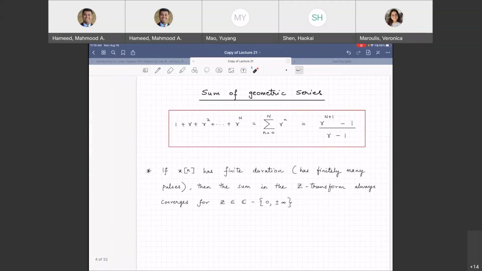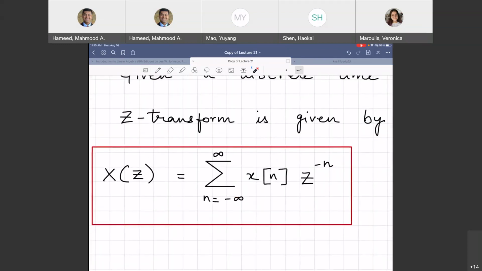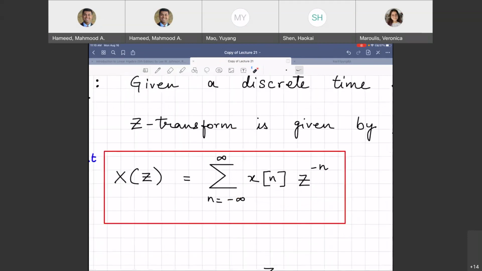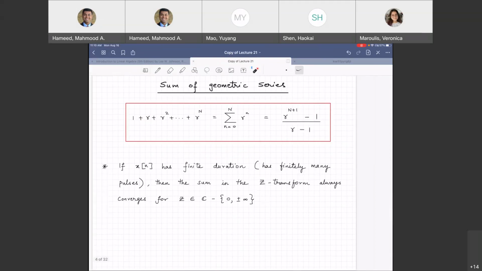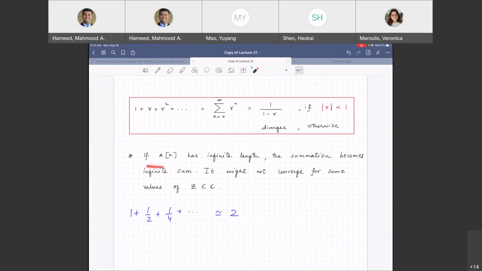So if I go back here, take a look at this formula, x of n, z to the minus n. If I'm able to express this as something raised to the power of n, then all I will need is that the magnitude of that thing be less than 1. That will define my region of convergence. Can you see that? If it is infinite length, then the summation becomes an infinite sum. It might not converge for certain values of z. For example, depending on whether the magnitude of r is less than 1 or not, that would define your region of convergence. And we'll do some examples over here. Questions so far?